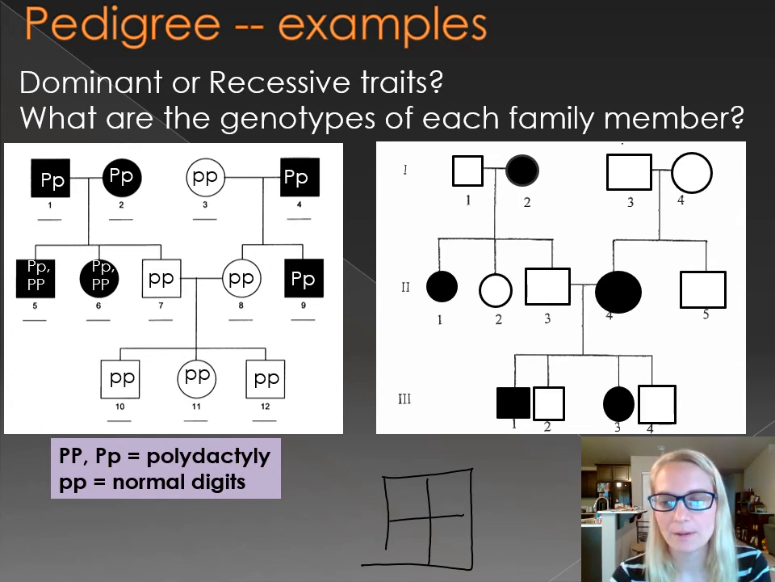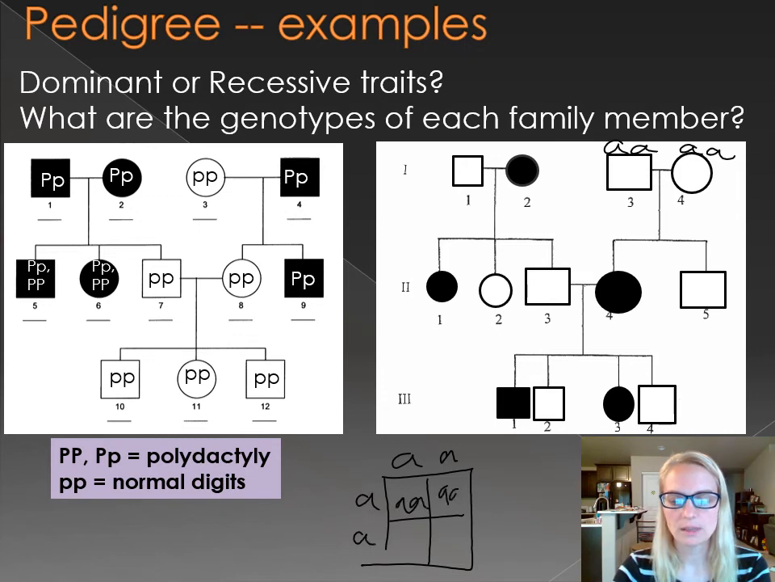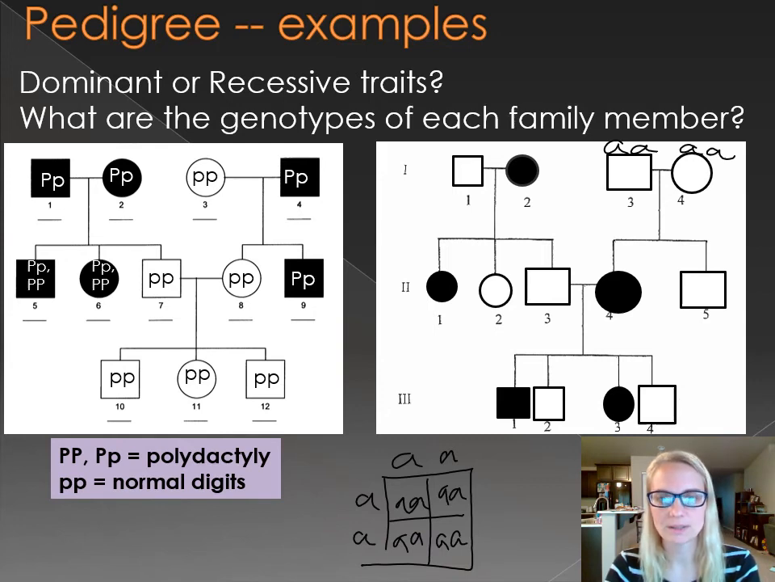So that means they would have to be little a. So if we did a chart, we would see that 100% of the offspring would have to be homozygous recessive because they are unaffected. But we have individual number 4 in that second generation that has a dominant allele. So there's no way that these unaffected individuals are going to be homozygous recessive.